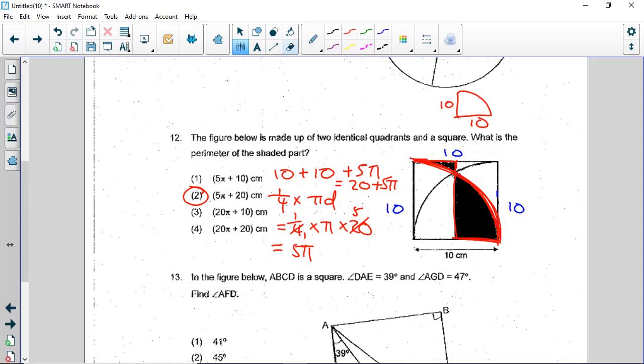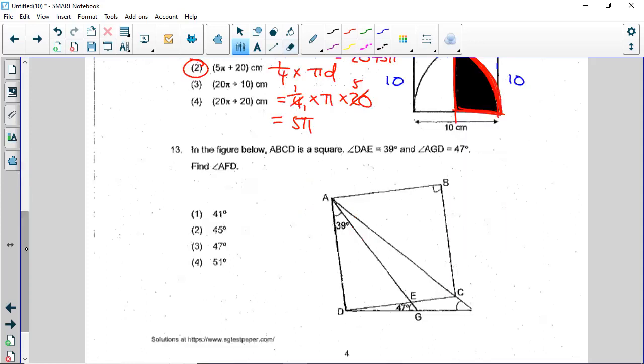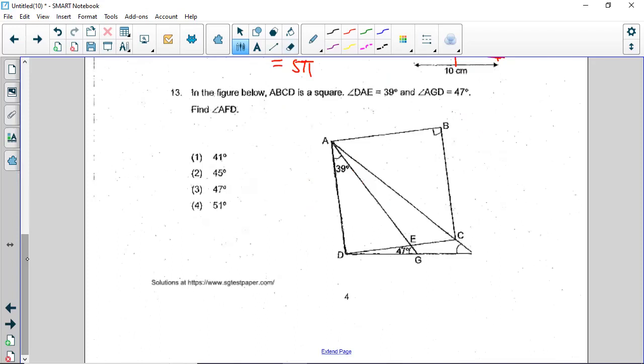You need to highlight the lines that you're finding. Highlight the straight lines, add the straight lines, and don't forget to add the curved lines. So when you add all these, you are finding perimeter. Okay, question 13. This one looks a little confusing.